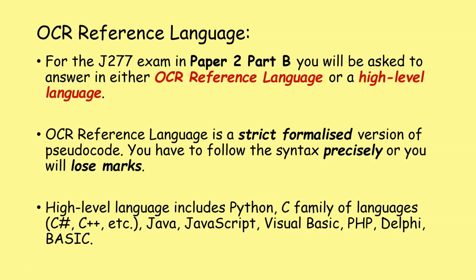For the J277 exam, Paper 2 Part B, you will be asked to answer questions in either the OCR reference language or a high-level programming language of your choice. OCR reference language is not really pseudocode. It's a strictly formalized version of pseudocode with a precise syntax that you need to follow or you will lose marks. By high-level language, it means any of the languages that you will probably have studied as part of your course. So Python, C#, C++, C, Java, JavaScript, etc.